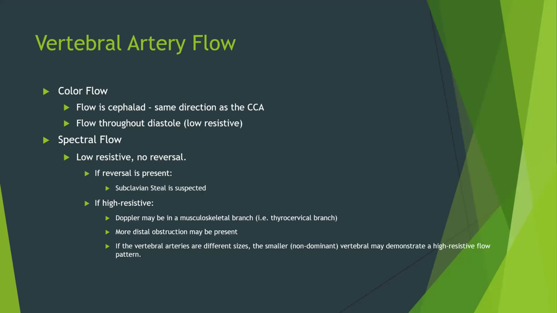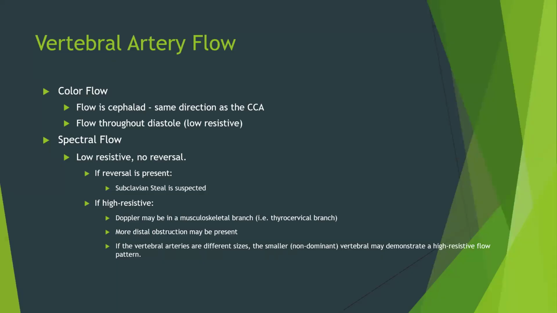If the flow is reversed, subclavian steal is suspected. Okay, so if we're seeing any kind of reversal of flow, we should be thinking subclavian steal with the vertebral artery flow. So when I talk about the same direction as the CCA, what are a couple things that we can do to prove that in our exams?